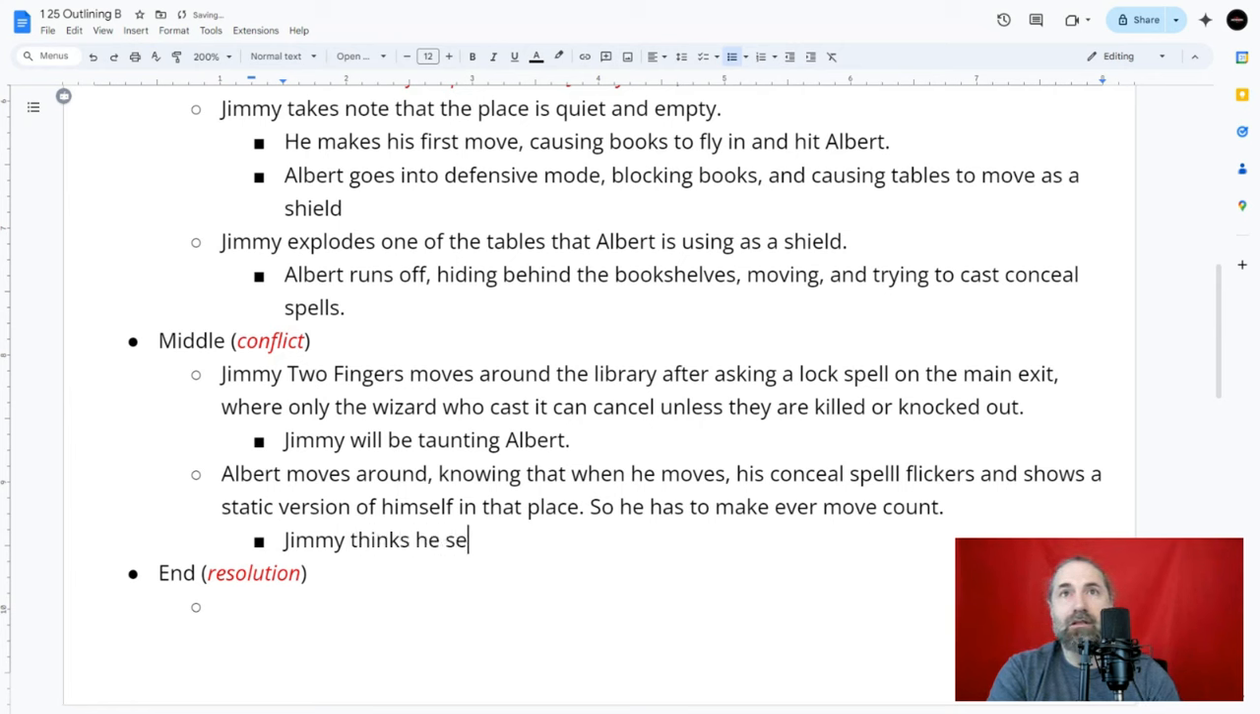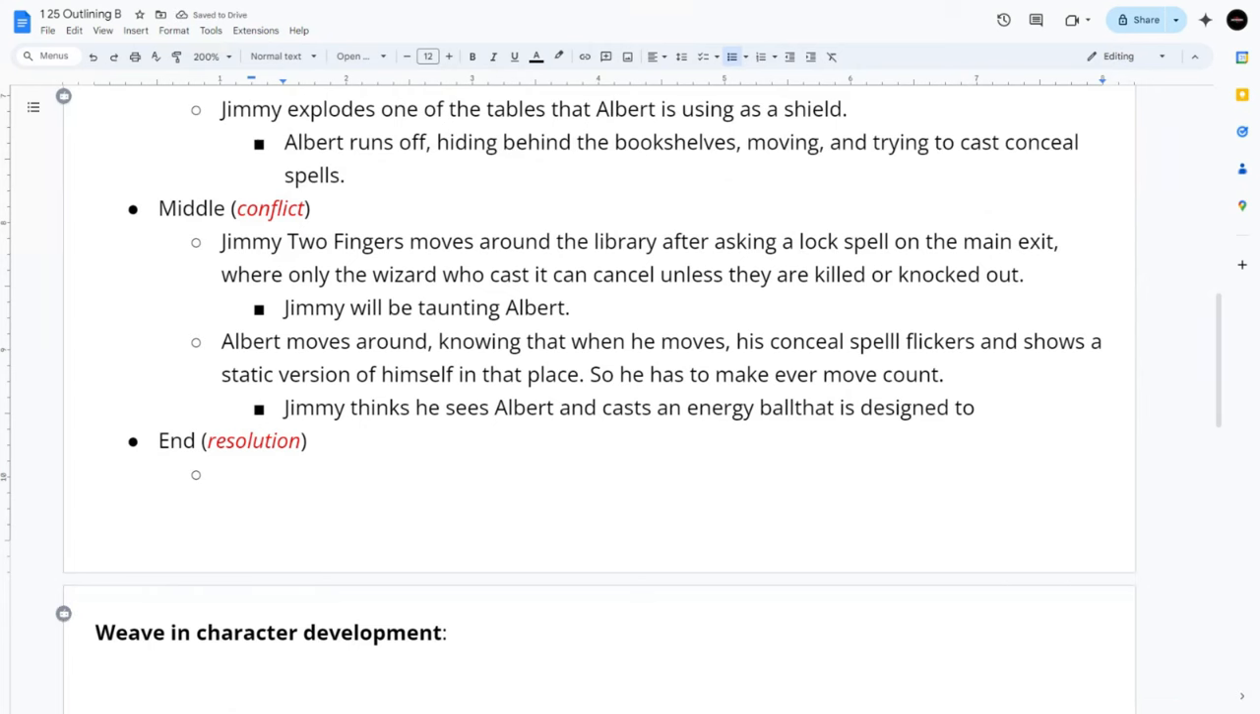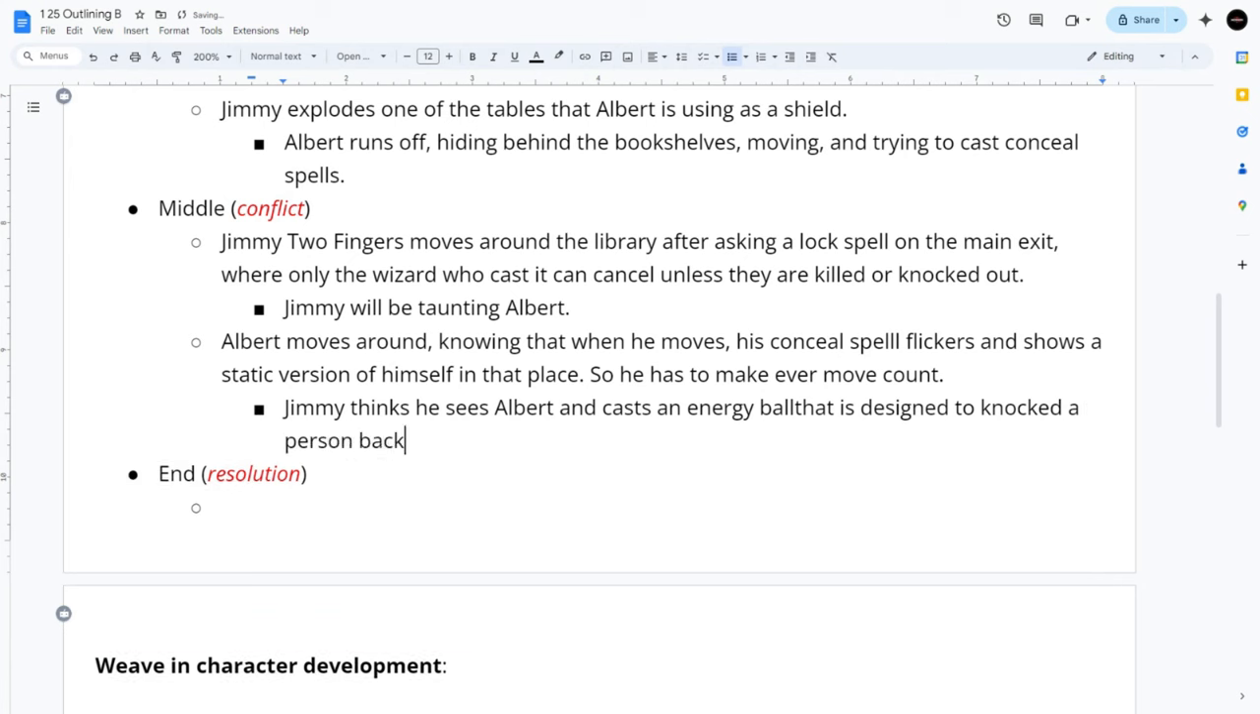Jimmy thinks he sees Albert and casts energy ball that is designed to knock a person back. Maybe compulsory or something like that. All right. He misses Albert and knocks several bookshelves.